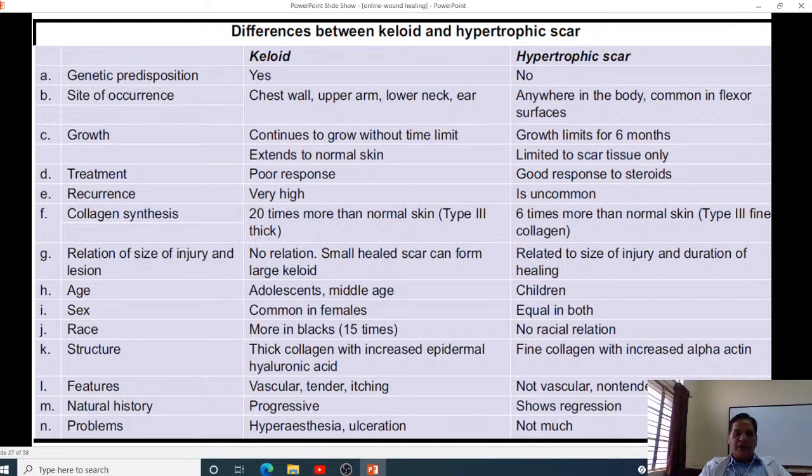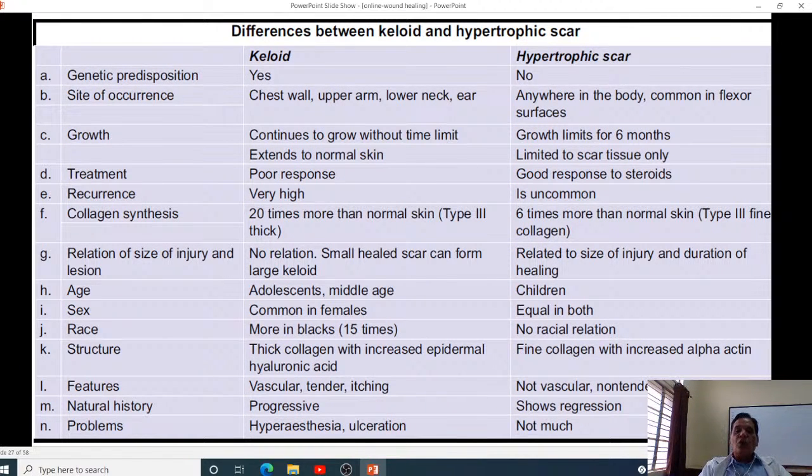The basic difference lies in the type of collagen. What is happening in keloid? This collagen is called type 3 thick collagen. It is 20 times thicker than normal skin. And in hypertrophic scar, it is type 3 fine collagen. It is 6 times thicker than normal skin.